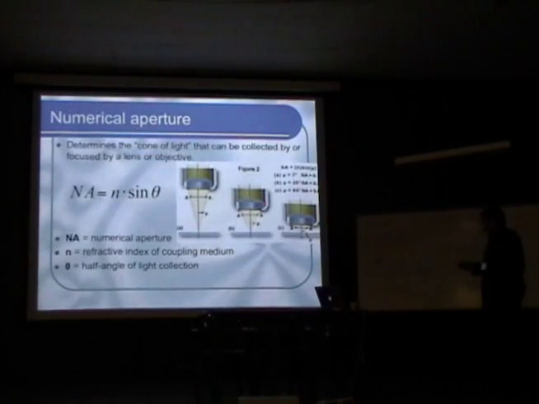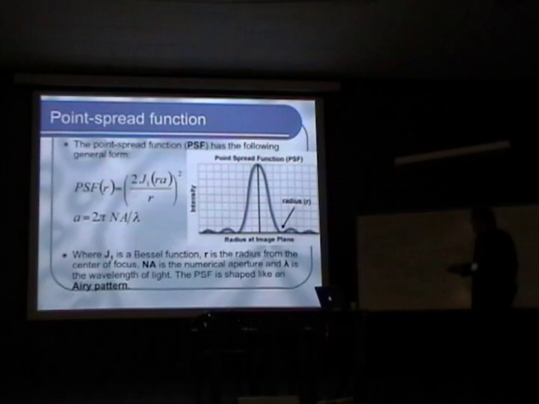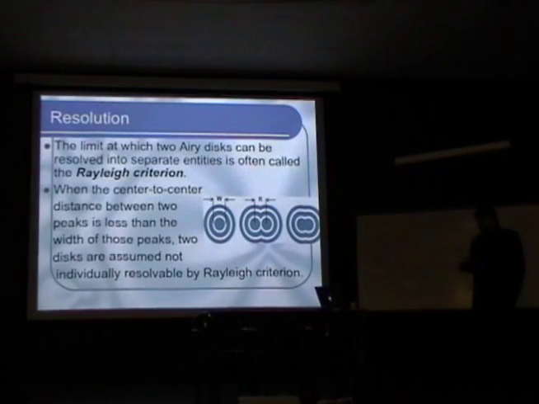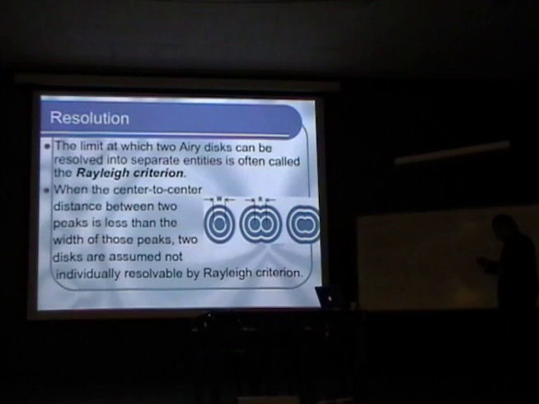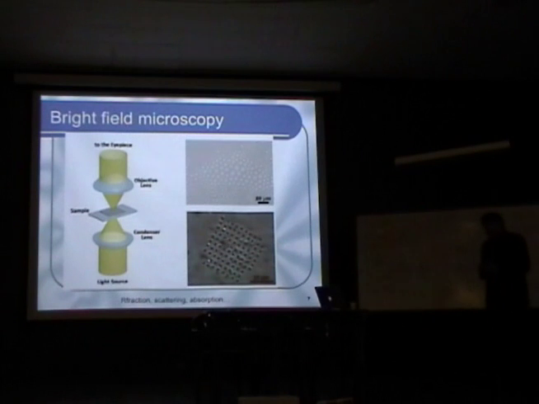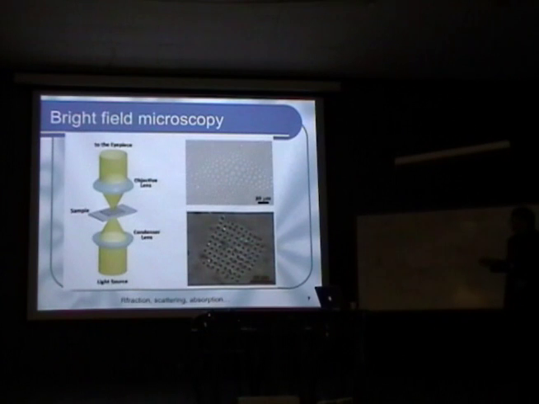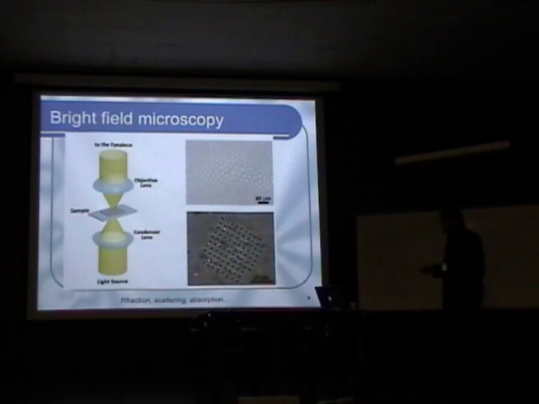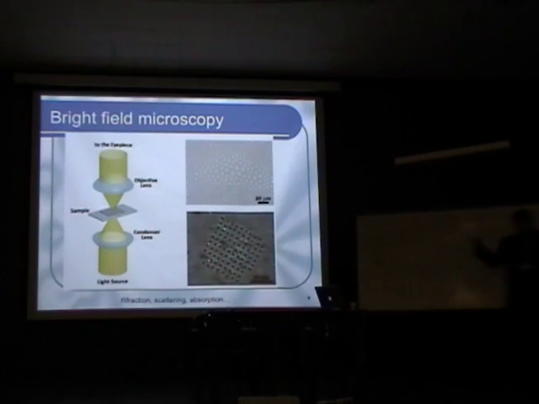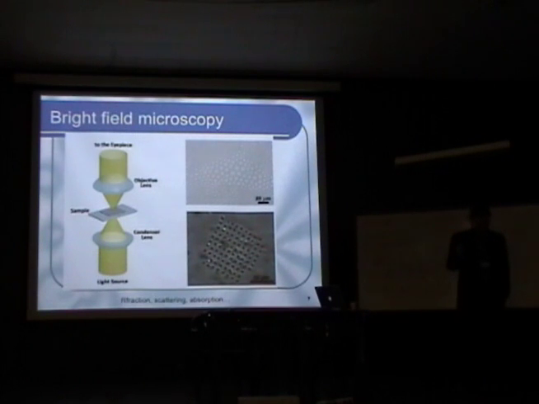This sets a resolution limit. And because we have seen that this parameter in here in the point spread function depends on the numerical aperture, this determines the intrinsic resolution of the imaging system. Now, in terms of the modes of imaging or imaging modalities, the simplest one is the so-called bright field microscopy. In each case, the contrast that we see in the image is derived from simple linear processes such as refraction, scattering, or absorption of light, right?